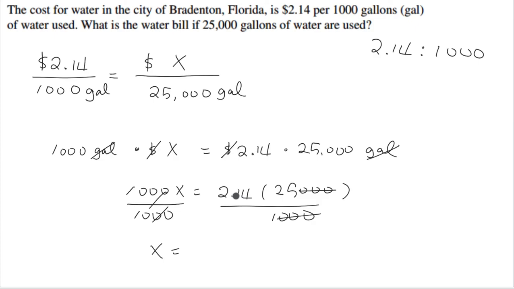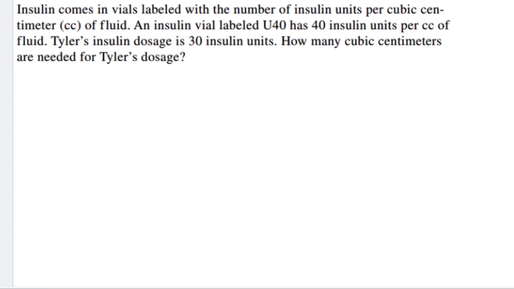So when you're calculating that, let me use my calculator. That is 2.14 times 25 is equal to 53.5. Our x is how much you are paying when you are using 25,000 gallons of water. So it's going to be $53.50. That's your unit, right? Okay, let's look at the next problem.